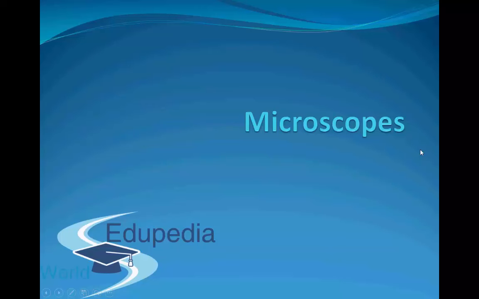In this video, we begin our study of various optical instruments beginning with microscopes. Now, before starting the study of microscopes, there is one important concept which you need to study, and that is the concept of the apparent size when we look at an object.